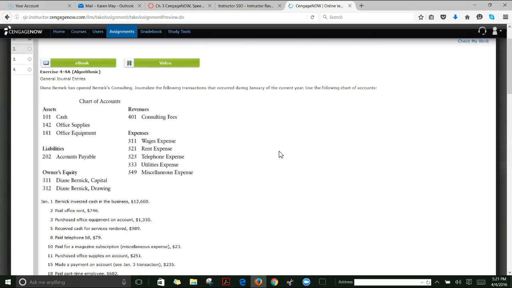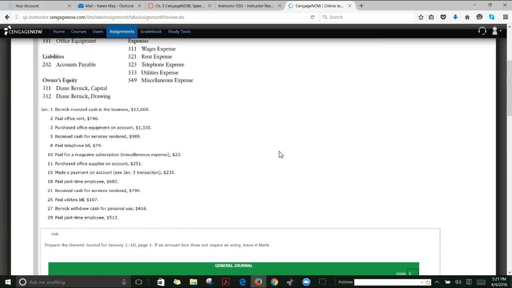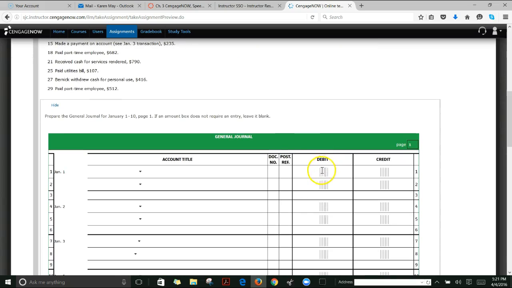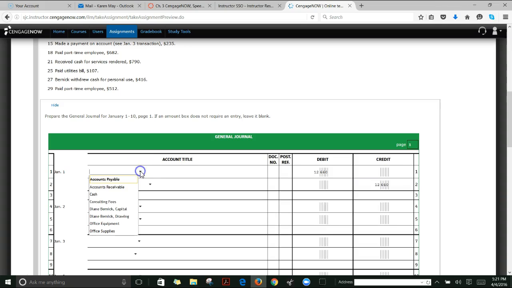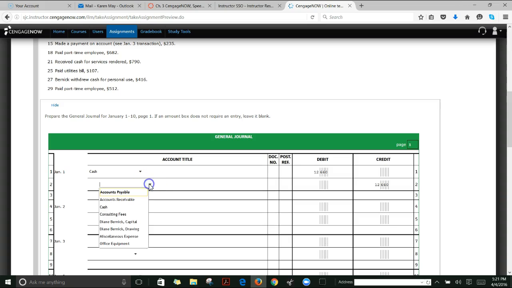So Bernick invested cash in the business, $12,660. I'm going to click here, 12,660 while it's fresh in my mind, and I'm going to click here, and 12,660. We know they have to equal. And so here I would want cash, invested cash, and here I would want capital. And notice the credit is always indented. The debit is at the left margin.